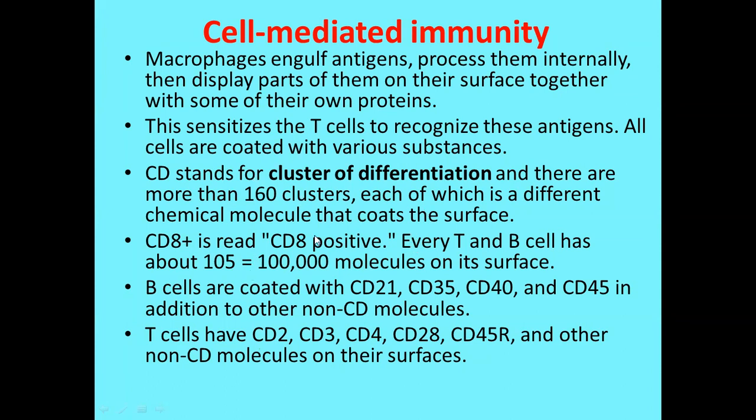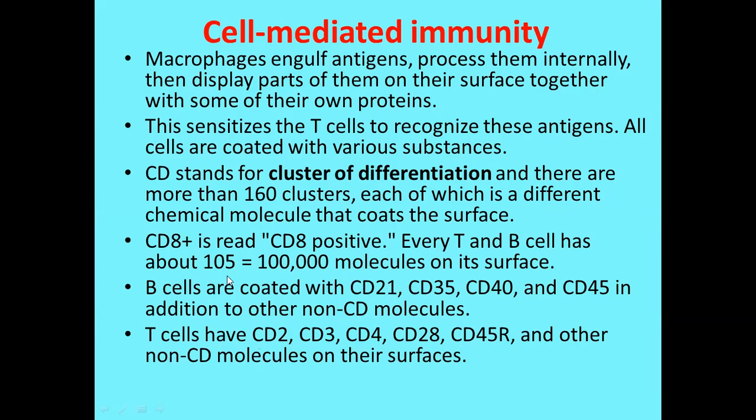If it needs to be treated through a T cell, it is coated with CD8 plus, called CD8 positive. And every T cell and B cell has its own cluster differentiation molecule. For a B cell, assume the pathogen is coated with CD21, that will be treated through a B cell, as with CD35, CD40, CD45, in addition to other non-CD molecules. It's not necessary that it should be CD molecules. Apart from CD molecules, some other chemicals are also coated on the phagocyte so that it is easily recognized. But once it is coated with CD21, it will be treated only through B cells, not by T cells.